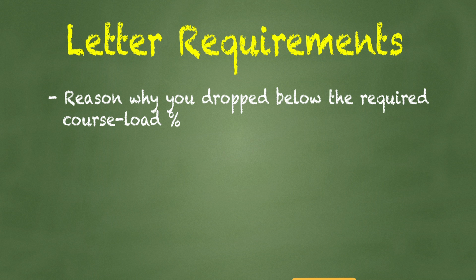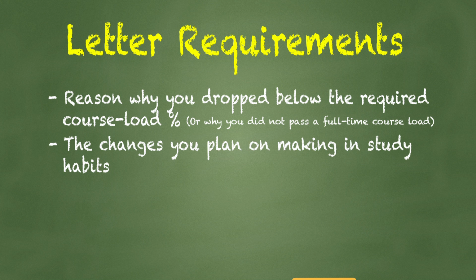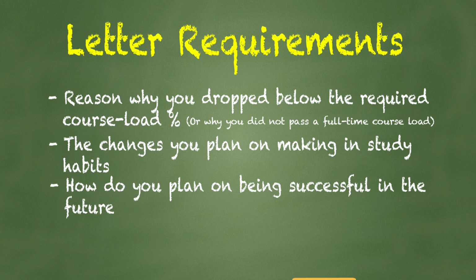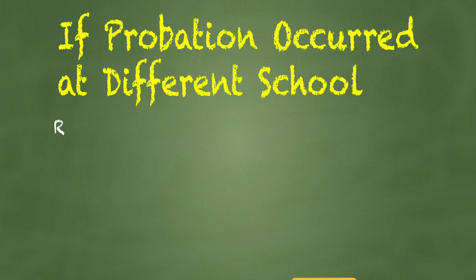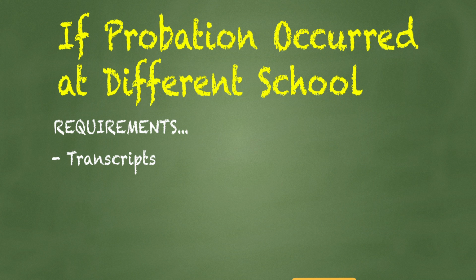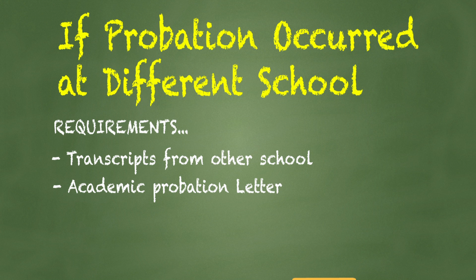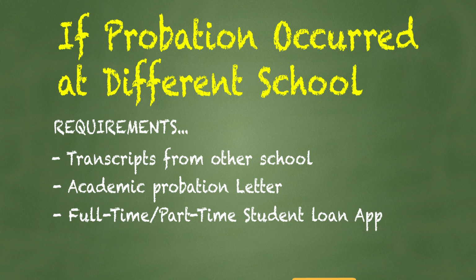If you've been put on an academic probation in the past, you may have to provide a letter to our office indicating the reason why you dropped below the required course load percentage, the changes you're planning on making in your study habits, and how you plan to be successful going forward in the future, as well as any academic and career goals you may have. If the probation occurred at another university or college, please provide the transcript from the university or college that the probation occurred at. The academic probation letter would be required to be submitted with your full-time and part-time student loan applications.